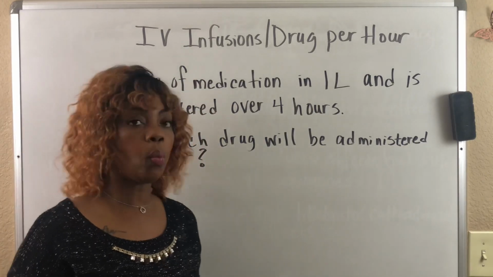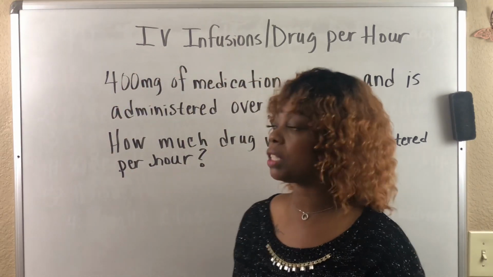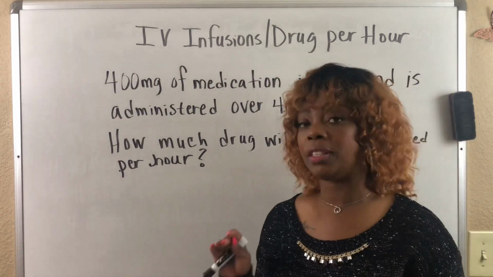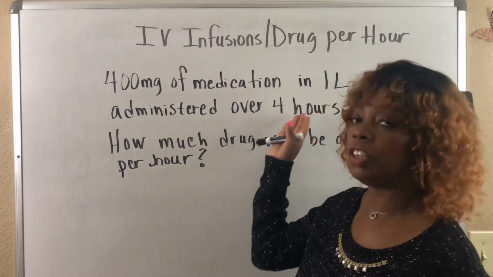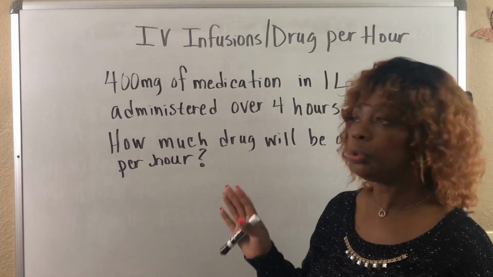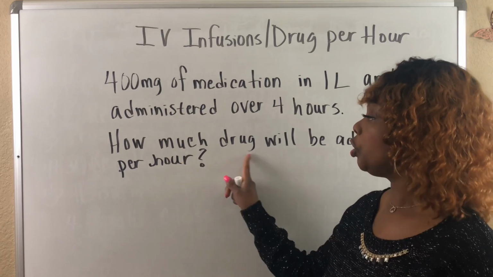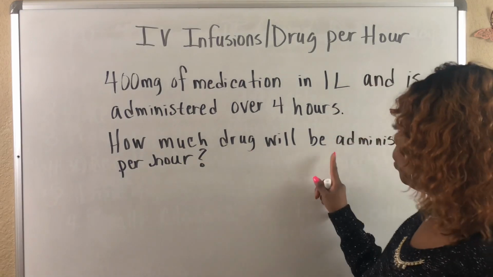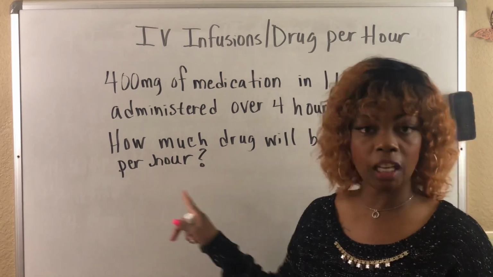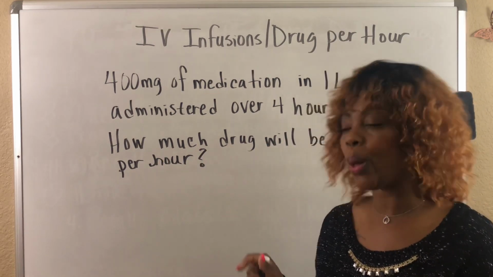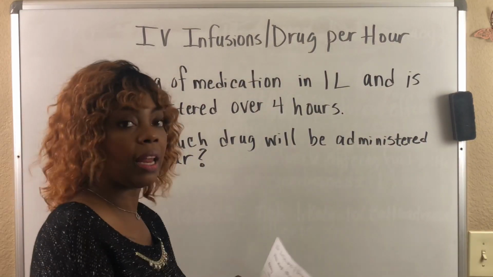Okay, so always remember what your question is asking. That's what I always tell my students. Only answer the question for exactly what it's asking for. Don't go off and start answering the question for liters or milliliters. Don't do that. The question is asking how much drug will be administered per hour. This does not say anything about milliliters, does it? No. Okay, so we're not going to answer the question for something that it's not asking for.